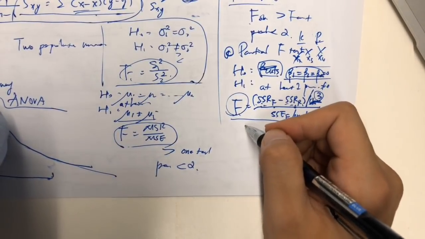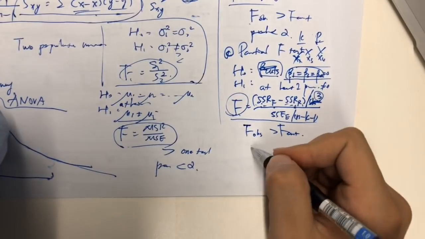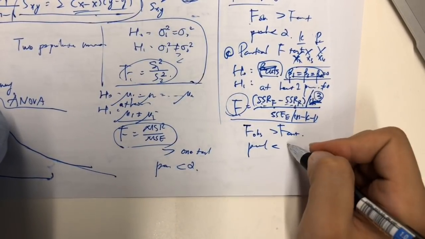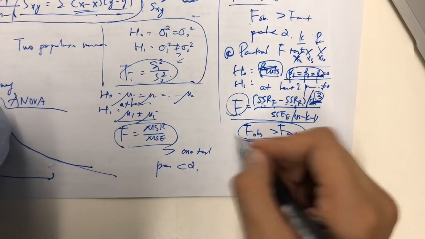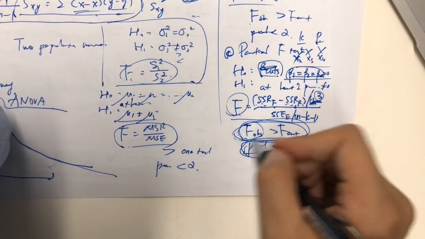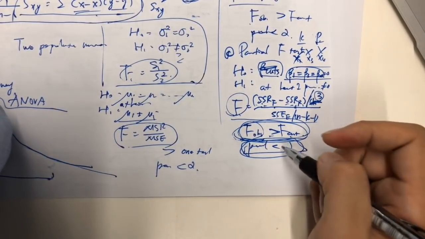So this is how we construct F. Again, reject the null hypothesis if the observed value of F is greater than the critical value of F, or the p-value is less than alpha. Again, you are not able to calculate the p-value here, so you can only check whether F observed is greater than F critical, if you do it manually.